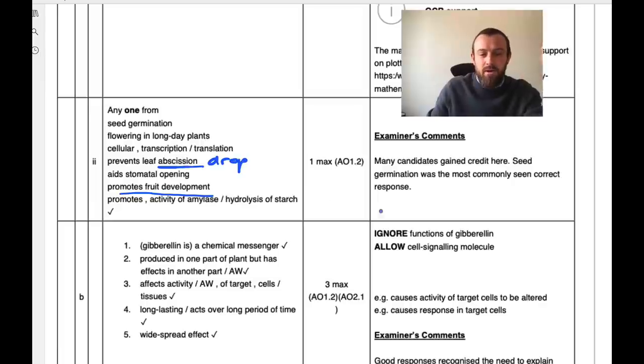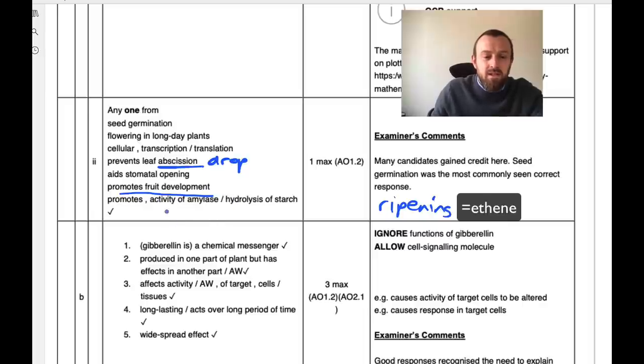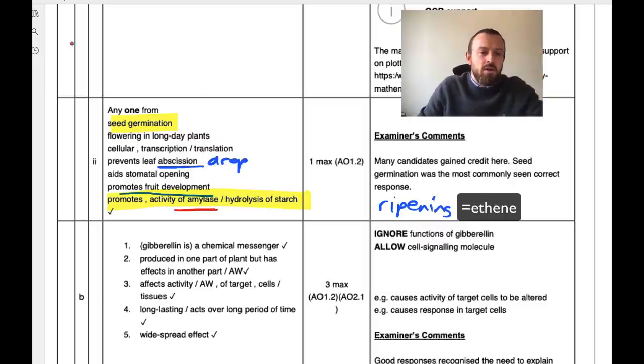Not ripening, I'm afraid, because ripening is ethene. So not fruit ripening, but fruit development would have been accepted. Hydrolysis of starch, or activity of amylase. So this is to do with, by the way, just to give a bit more info, seed germination. They kind of go hand in hand. The seed stores starch, and enzymes are activated to break it down into sugar, which helps the seed then germinate and grow.